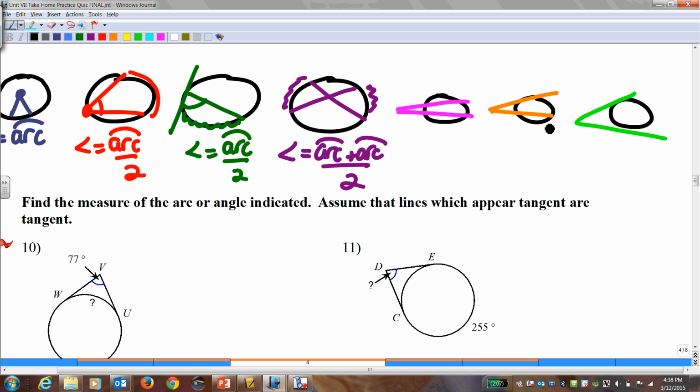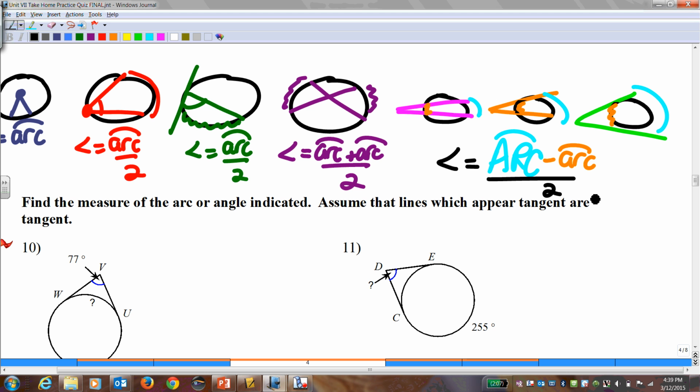Secant, tangent, tan angles are all the difference of their arcs multiplied by half. It's big arc minus little arc over 2. Big arc minus little arc over 2.